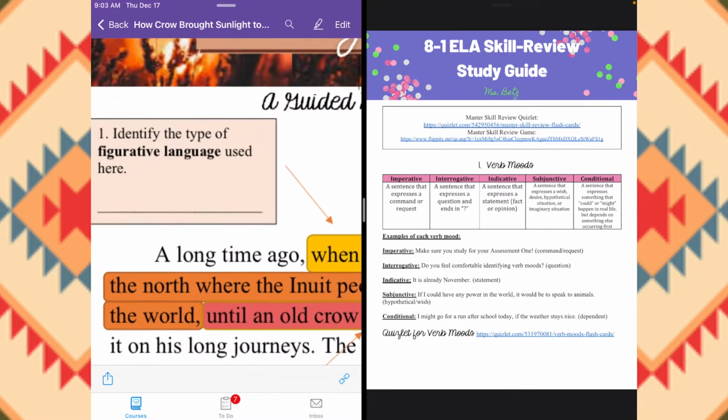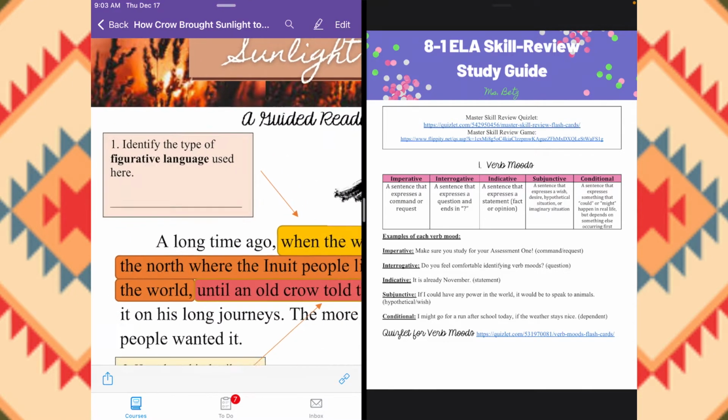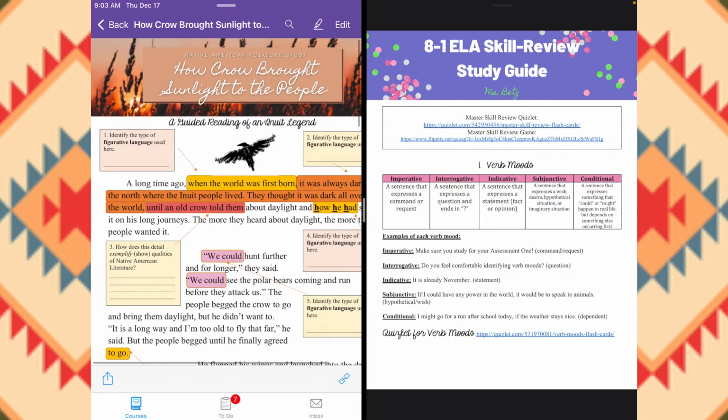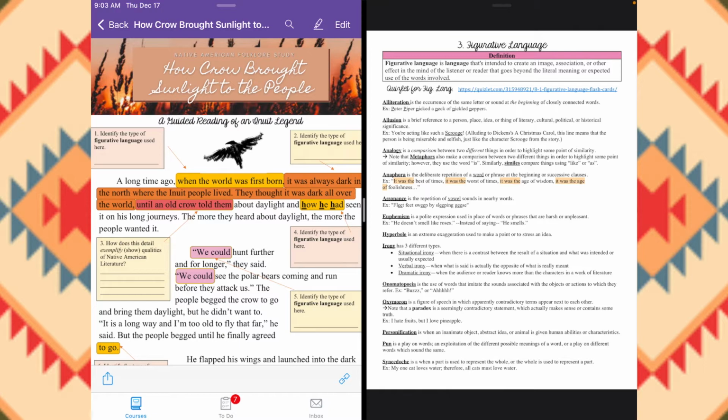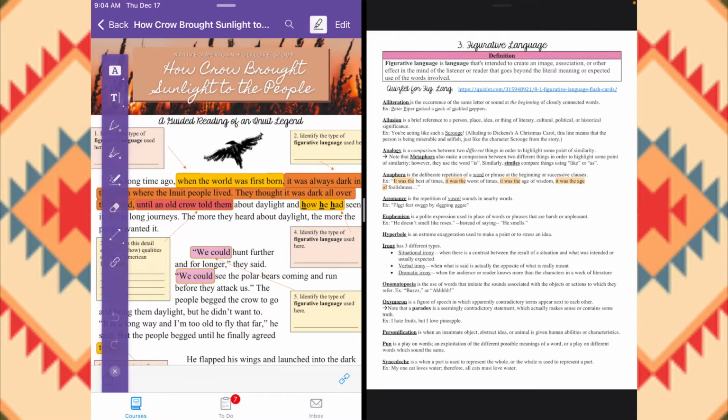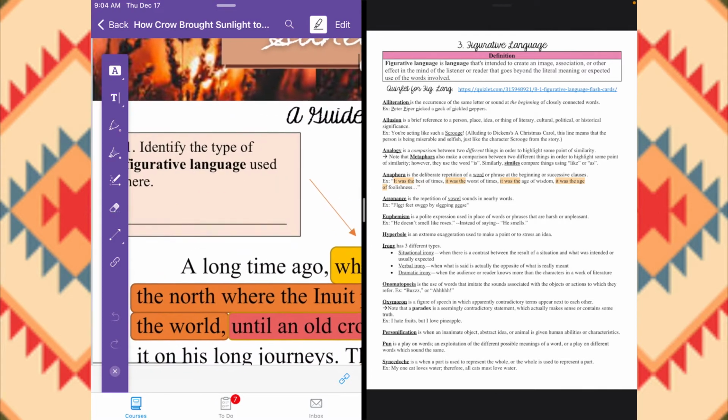Okay, so first it says, identify the type of figurative language used here. When the world was first born. So I can go over to my figurative language. When the world was first born. We know the world isn't born. That's not something that is possible. We're talking about an inanimate object and giving it a human ability or characteristic. So this is going to be personification. So we're going to grab our annotation tool.